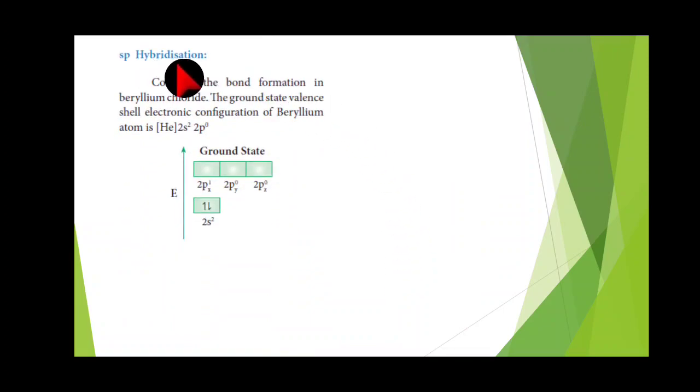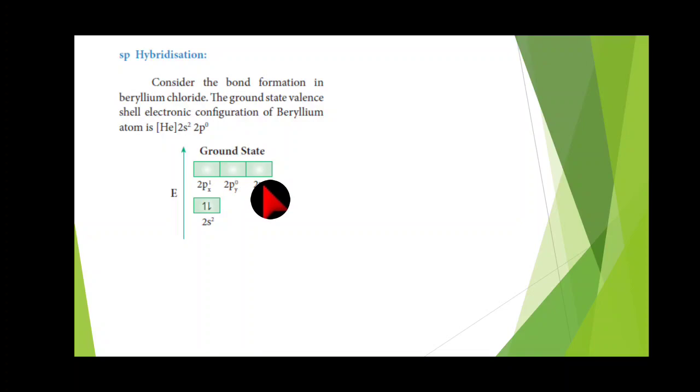Right? Now we see sp hybridization. So now consider the bond formation in beryllium chloride. Beryllium has atomic number 4, so 1s2, 2s2 is the electronic configuration. It is in the ground state. The outermost alone, 2s2, because only the outermost electrons are involved in bond forming. So 2s2, it is in the ground state, right?